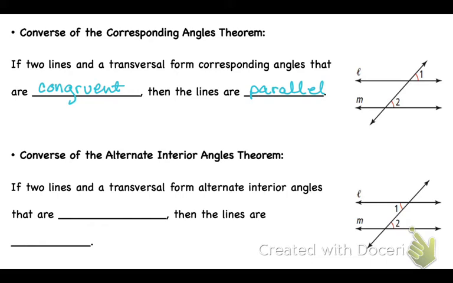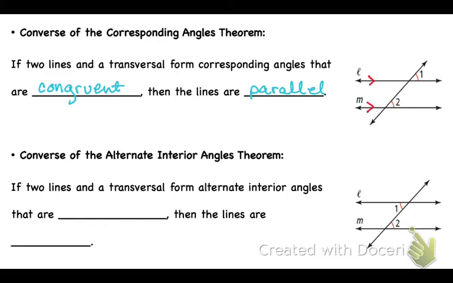So if you have, this is your picture over here, you don't have to draw one today. I have two lines and I have a transversal, and they're telling me that 1 and 2 are congruent. How do I know 1 and 2 are congruent? They have that one arc, right? So they're telling me they're congruent. So if they are congruent, that tells me that lines L and M are what? Parallel. So what could I add to my picture? The little arrows.